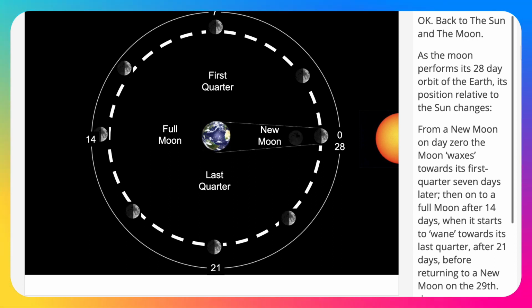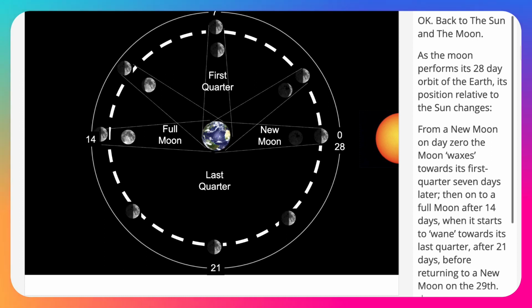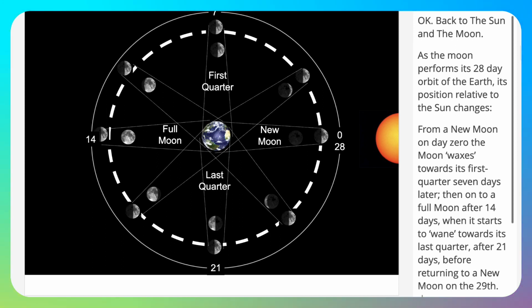Okay, back to the sun and the moon. As the moon performs its 28-day orbit of the Earth, its position relative to the sun changes. From a new moon on day 0, the moon waxes towards its first quarter 7 days later, then onto a full moon after 14 days, when it starts to wane towards its last quarter, after 21 days, before returning to a new moon on the 29th day. In the northern hemisphere, the lit side of the moon, when viewed from the Earth, is the right-hand side when it's waxing, and the left-hand side when it's waning.